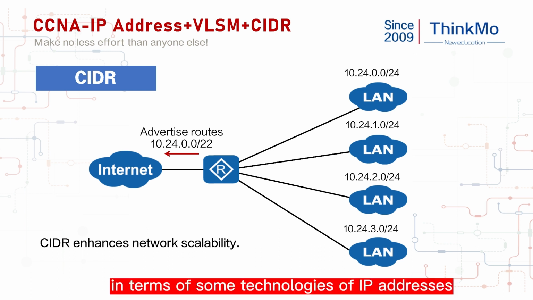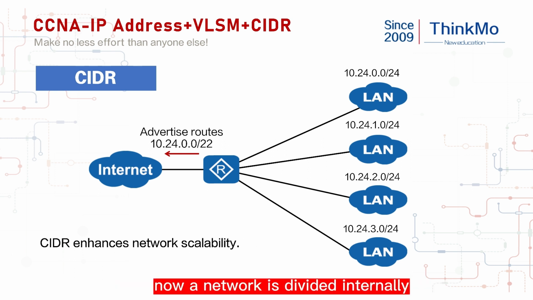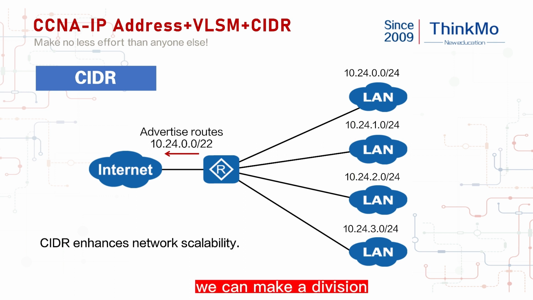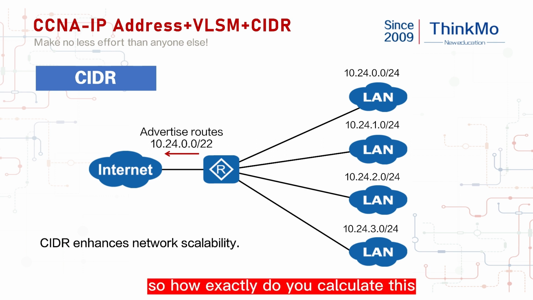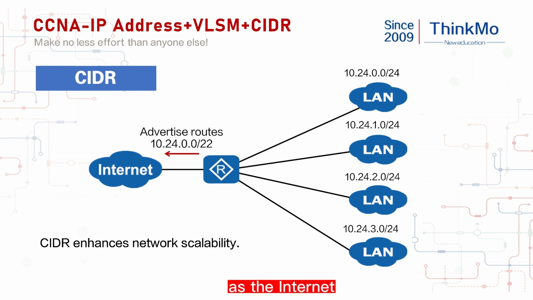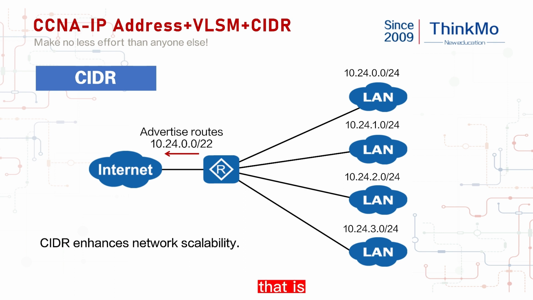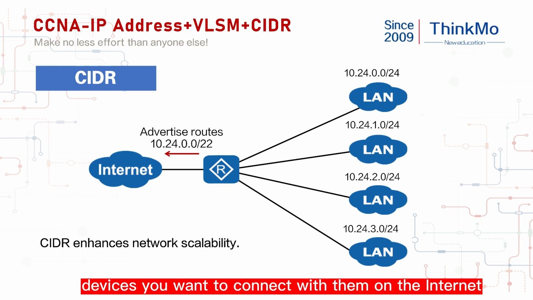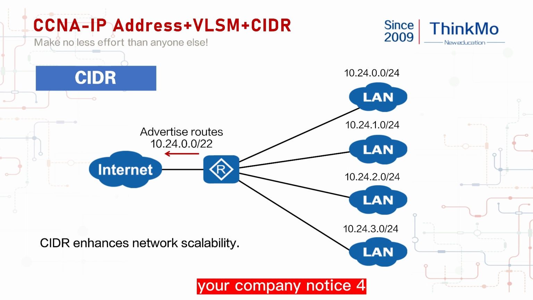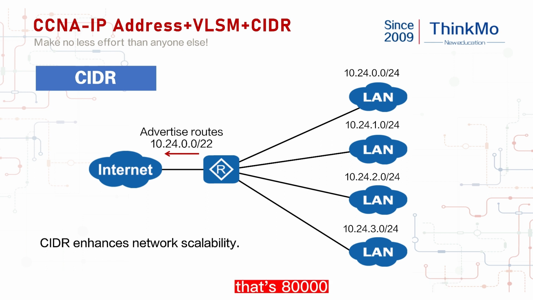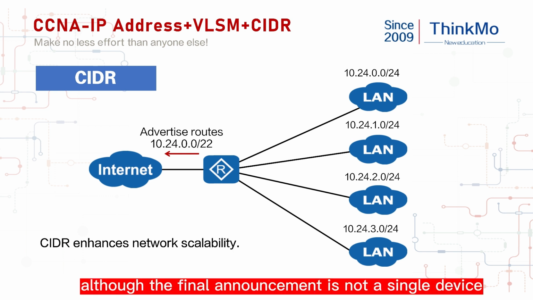Because now, in terms of some technologies of IP addresses, a network is divided internally: 1.0, 2.0, 3.0. We can make a division. So how exactly do you calculate this? Let me tell you briefly. As the internet, there will be a lot of users connecting with it. For example, this is your company. You have to make some announcements with the operator, that is, devices you want to connect with them on the internet. Your company announces 4, another company announces 4. Suppose there are 20,000 companies in region A. That's 80,000. Although the final announcement is not a single device, but it is also a large network of operators as a whole.